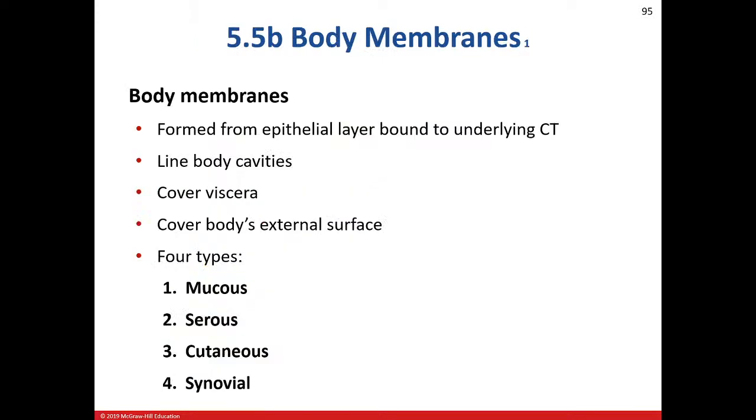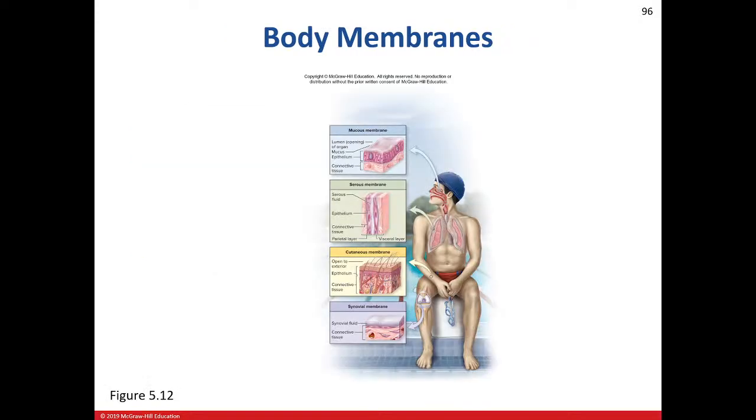The body's membranes. They are formed from epithelial layers that are bound to underlying connective tissue. They line the body's cavities. They cover the organs. They cover the body's external surface. And there are 4 types of membranes. There's mucous, serous, cutaneous, and synovial. All right, so the mucous membranes, they have the columnar, usually pseudostratified columnar and goblet cells, which produce the mucus and trap that dust and bacteria moving in.